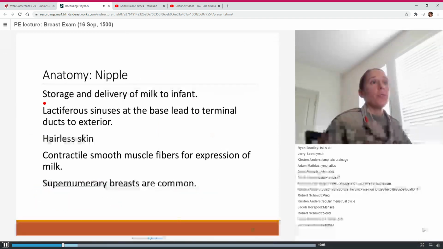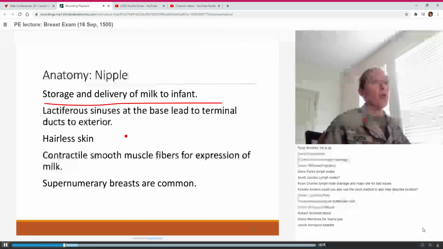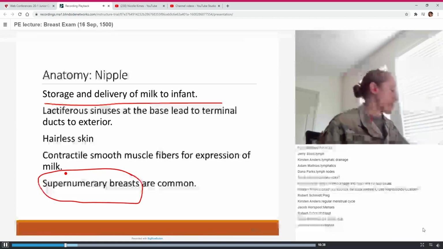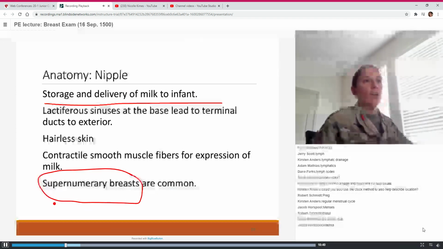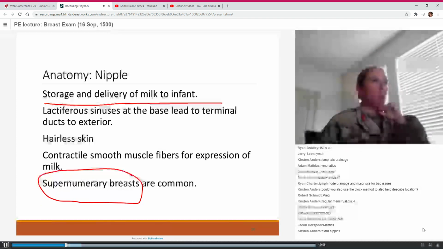So the nipple is essentially how baby gets milk, and it's got lots of ducts. It's really a feeding mechanism, right? There's no hair there. Hair on the nipple itself would be abnormal, but it is a muscular system, a muscular system for the expression of milk. And that being said, what is a supernumerary breast? Has anybody heard that or seen that in reading or on a patient or on themselves?